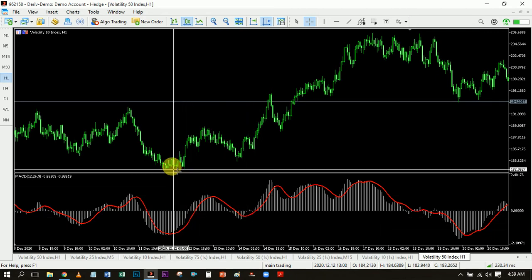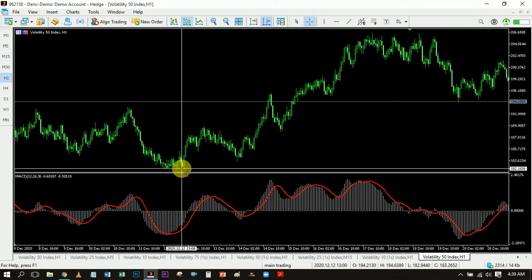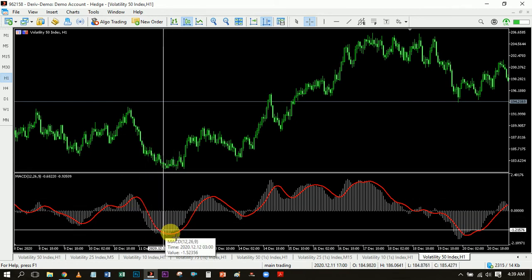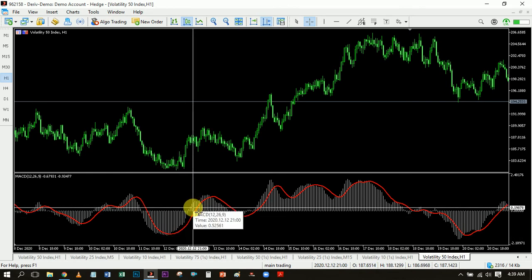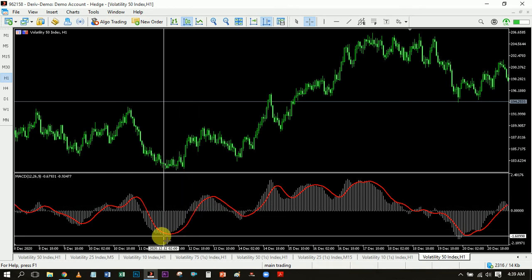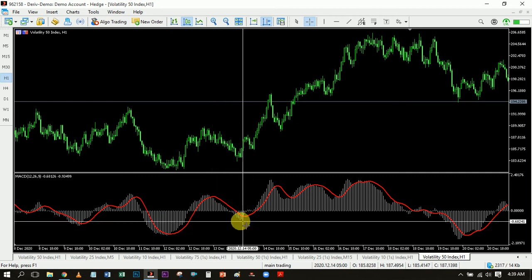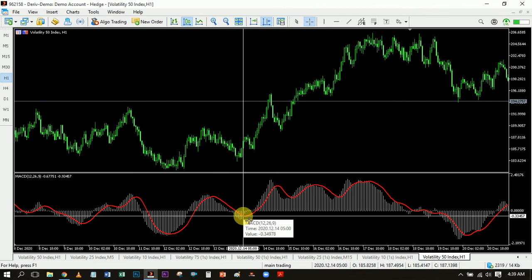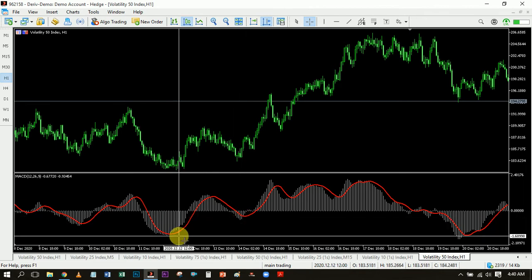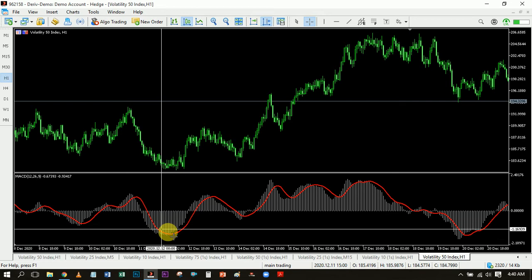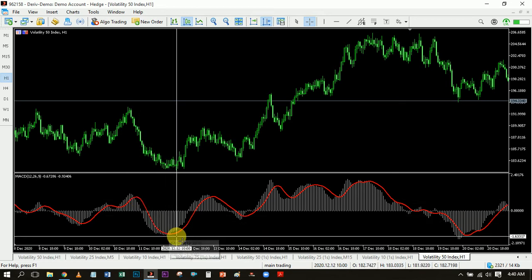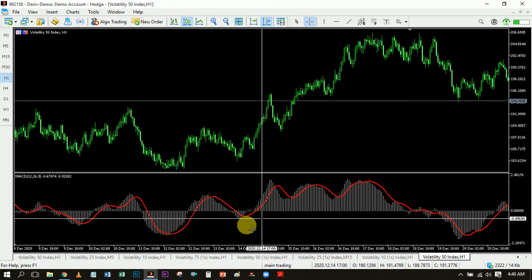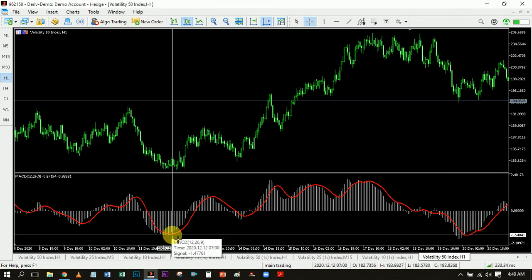Now you notice that this level here, you can see it dropped low, then crossed above here. Now you notice that this level is higher than this level. What does that mean? This tells you that there's a change in the momentum of the market. That means that the downward movement is reducing.